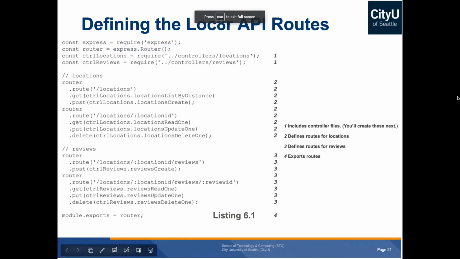Right. So defining the Locator API routes, we'll go from top to bottom. The first one is requiring Express. So you have the Express object and requiring router, I mean adding router so that you have a router object. And then now you want to include the controller locations and controller reviews.